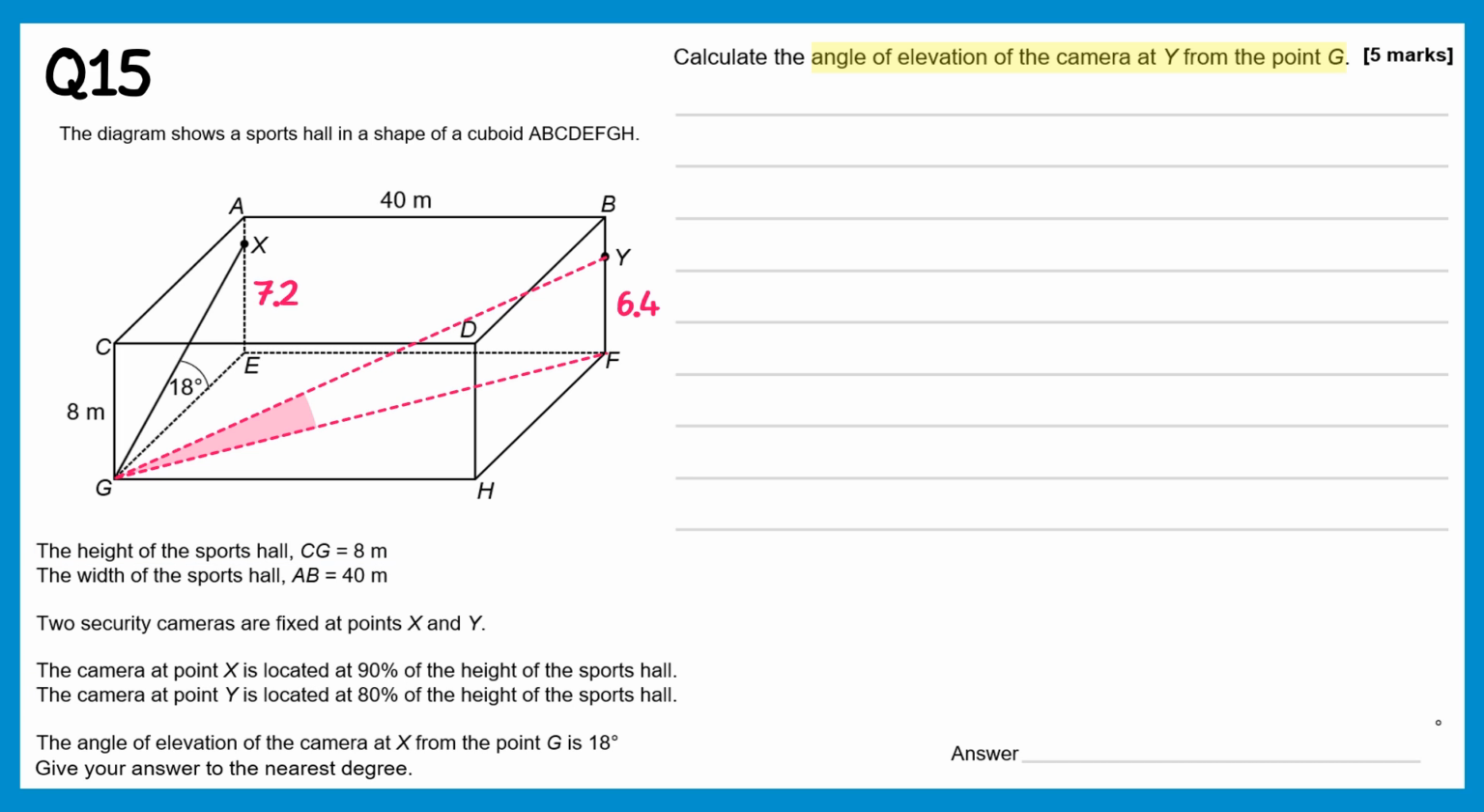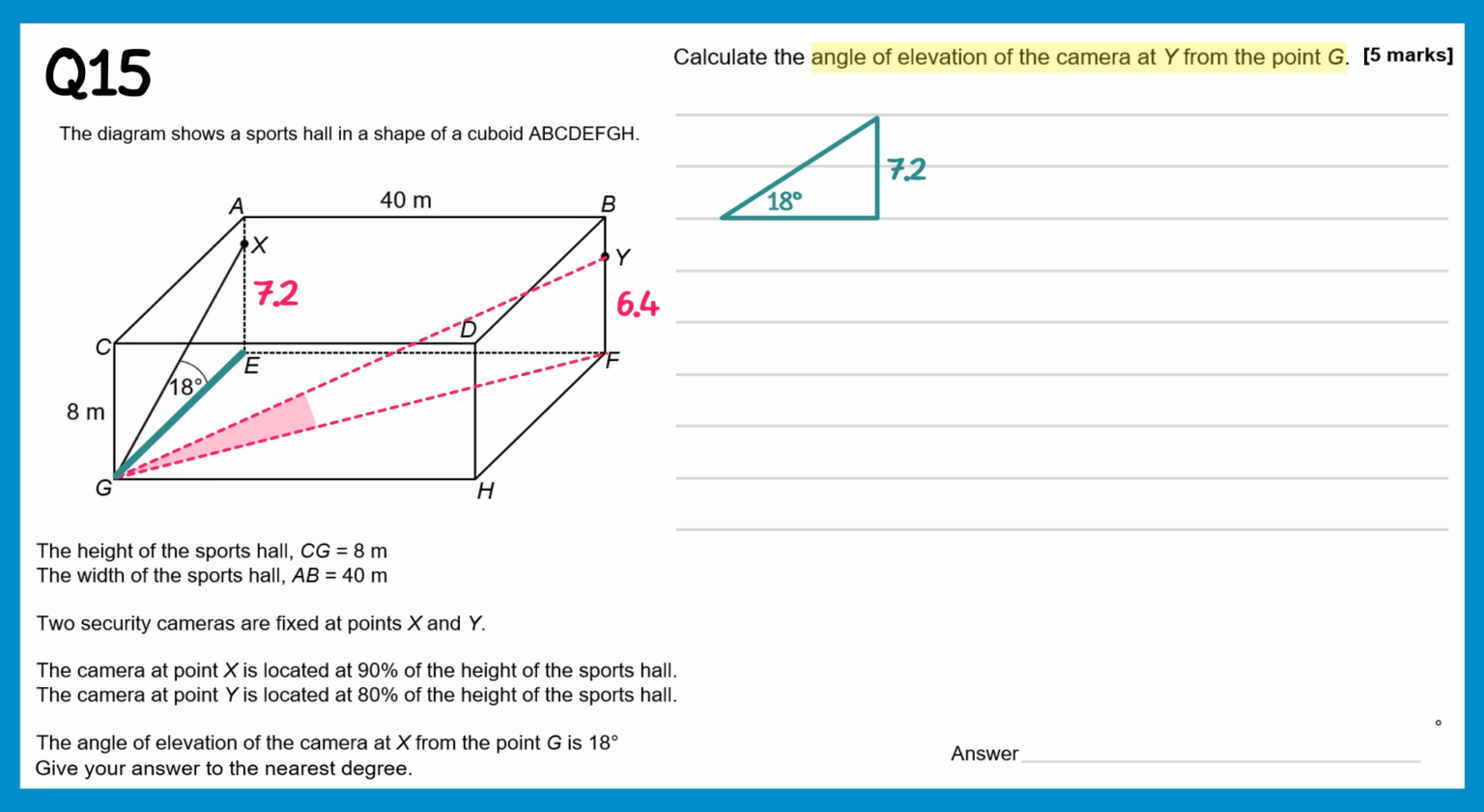Next, we're going to look at the line from G to E. We're going to find the length of this line by looking at the triangle GEX, which is on the side of that sports hall. So if we look at the triangle GEX, it looks like this. We have the height of the camera at 7.2, and also this angle given to us at 18 degrees. Now we want to find GE, which is the base of this triangle. We can do that using trigonometry.